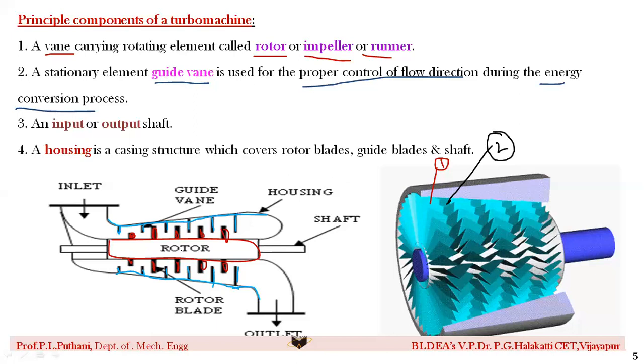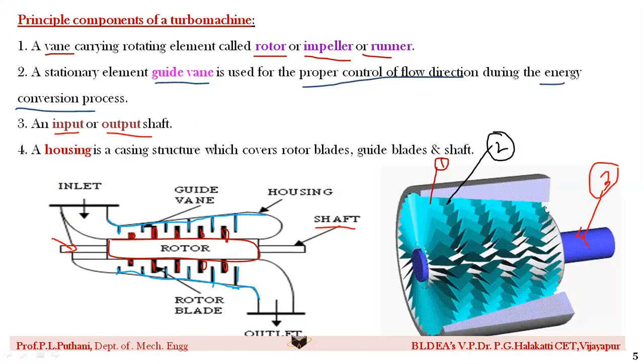The third one, he has already told, is an input or output shaft. So if it is a power generating machine, it is an output shaft. If it is a power absorbing machine, it is an input shaft. So there you may have an input shaft or output shaft. This is the shaft which you have seen already. So here in this picture, this is number 3, whether it is an input shaft or an output shaft.